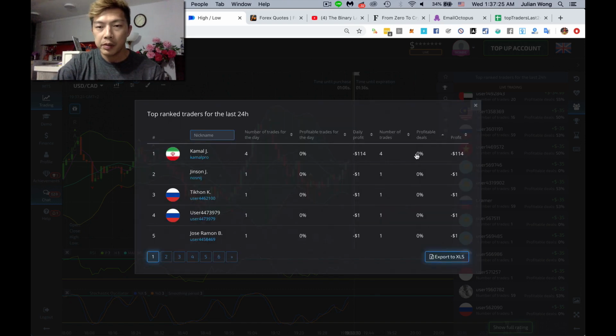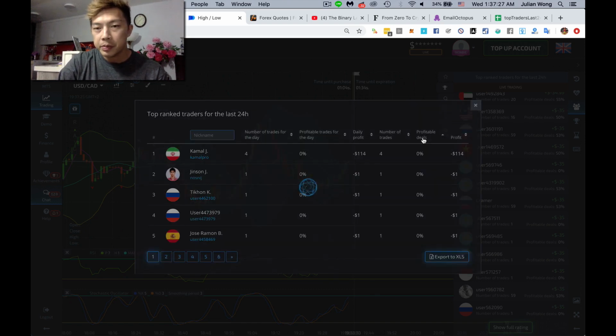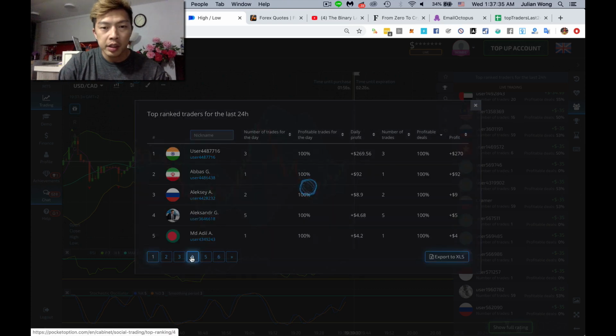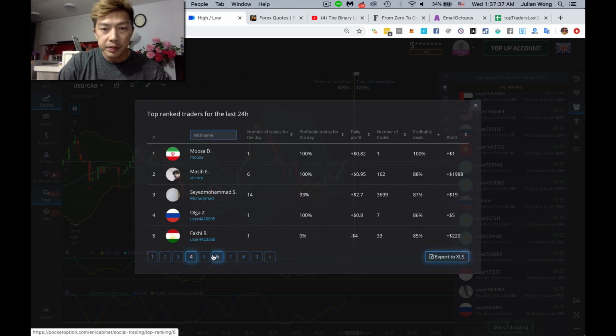This is what I'm going to do right now. I'm going to sort by profitable deals, and I may have to skip some because these guys have done very few trades. So I'm going to go a couple of pages in, and I see an interesting case. This guy over here has done 14 trades. He's 93% accurate, and overall he's 87% accurate.